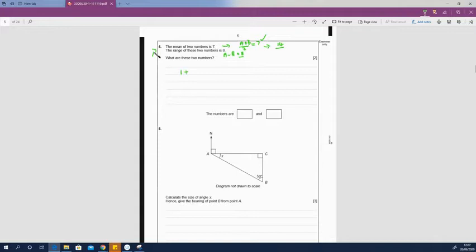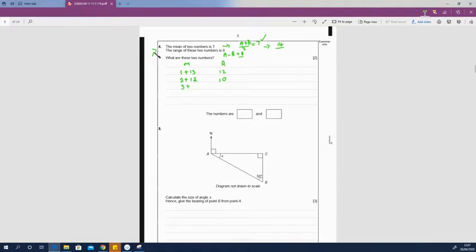So what two numbers add to 14? Well, 1 and 13 would add to 14. So that's the mean, so that's correct. But the range here would be 13 take away 1, which is 12. So that's too big. We're looking for 8. So I'm going to try another two numbers, 2 and 12. So they add to 14, but the range is 12 take away 2, which is 10. So that's too big. Let's try the next set.